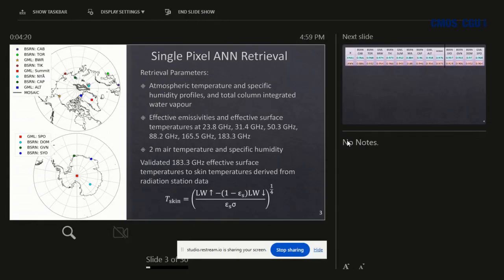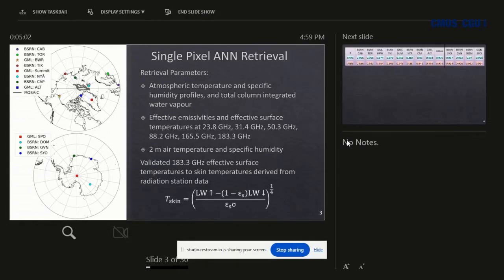So for this talk, I'm just going to be validating the high frequency emitting layer temperature, so 183.3 gigahertz. And I'm comparing it to ground-based measurements of upwelling and downwelling long-wave radiation, which I'm calculating the skin temperature for. Skin temperature is just the temperature of the very top layer of the surface. And in this equation, LW up is upwelling long-wave radiation, LW down is downwelling long-wave radiation, epsilon S is the snow emissivity, which is being set to 0.985 in this case, and then sigma is just the Stefan-Boltzmann constant. And these maps are showing the location of the stations that I'm using.